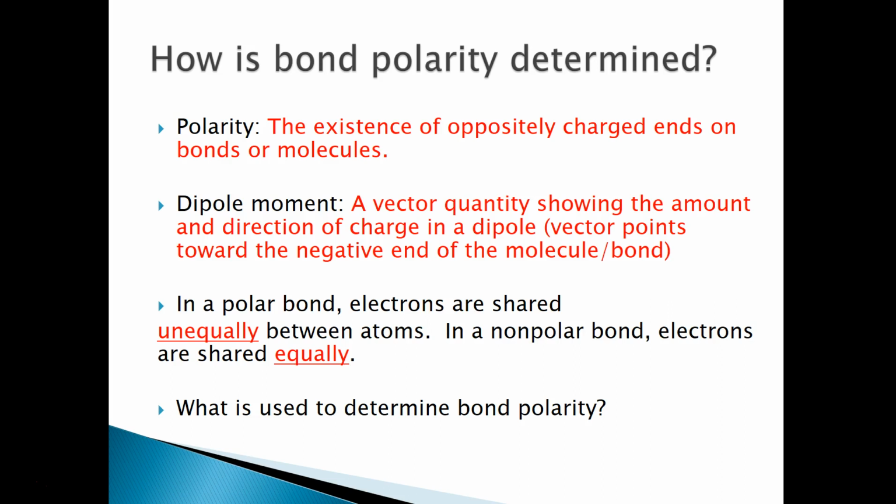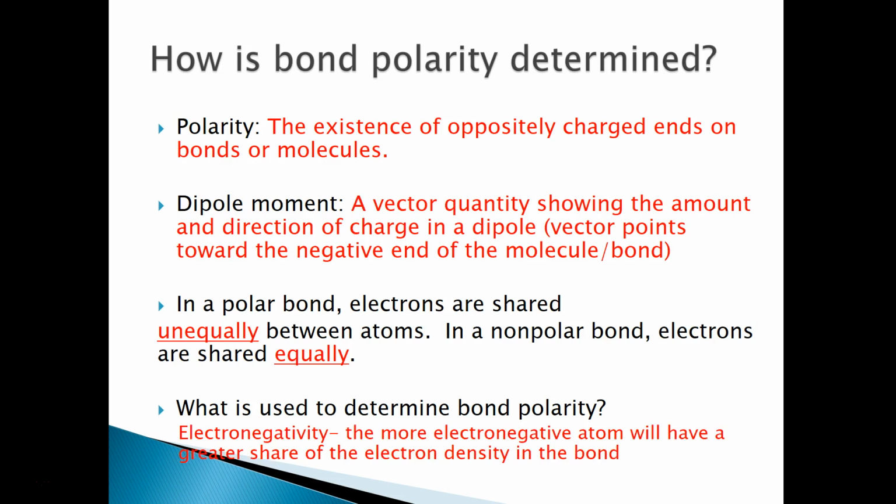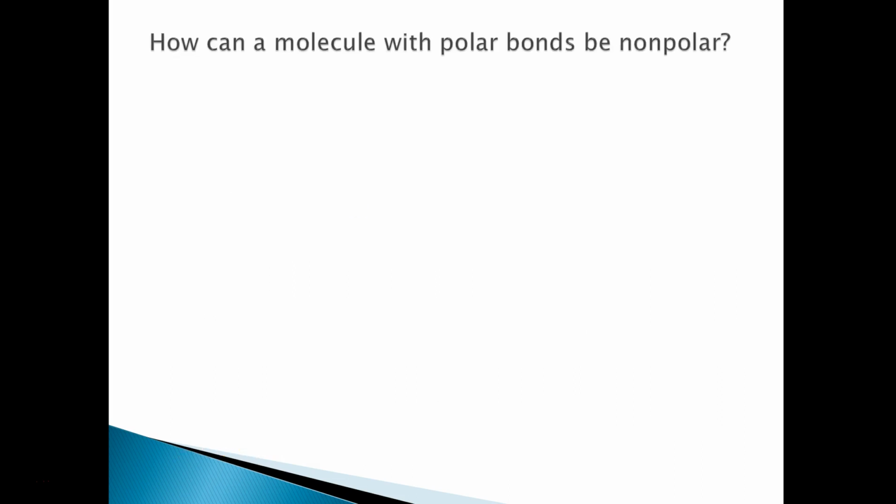So the property used to determine bond polarity is electronegativity. And the more electronegative atom will have a greater share of the electron density. So that means if you were going to draw a vector to show the dipole moment in a certain bond, that vector would point at the element that has a higher electronegativity value.